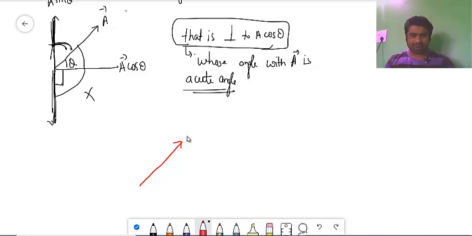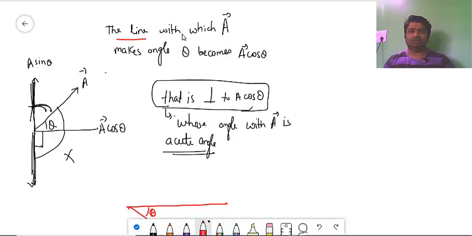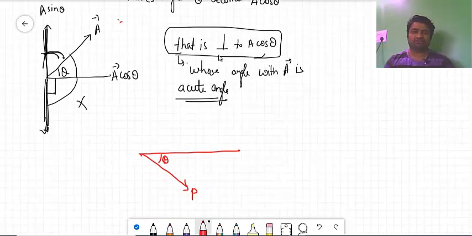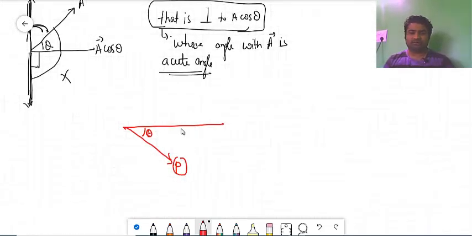This is a vector P. No, I will be taking a different one. Now let us consider that this is a vector P. This is making an angle theta with the horizontal. So according to the first case, what I told, the line with which the vector makes angle theta becomes A cos theta. If this is my vector, this is the line with which it is making an angle, so I will make it P cos theta. It's that simple.